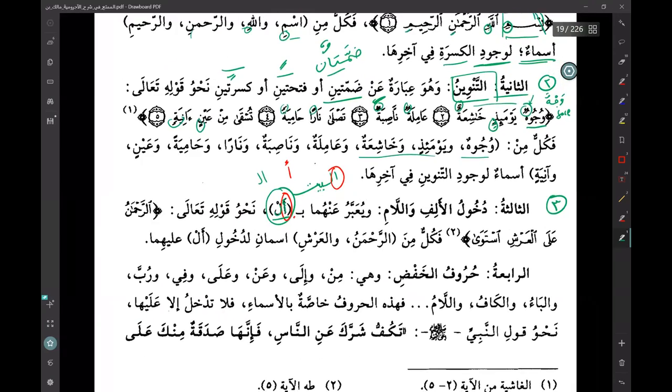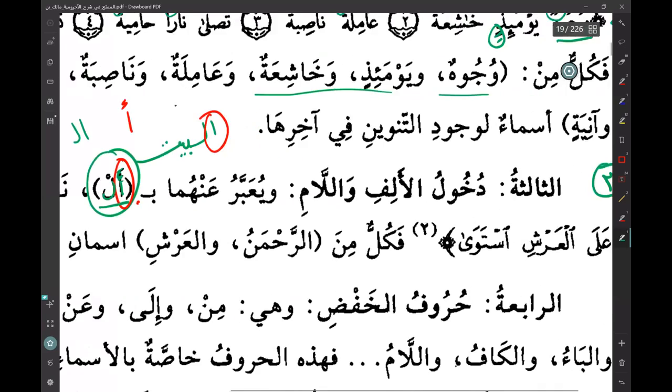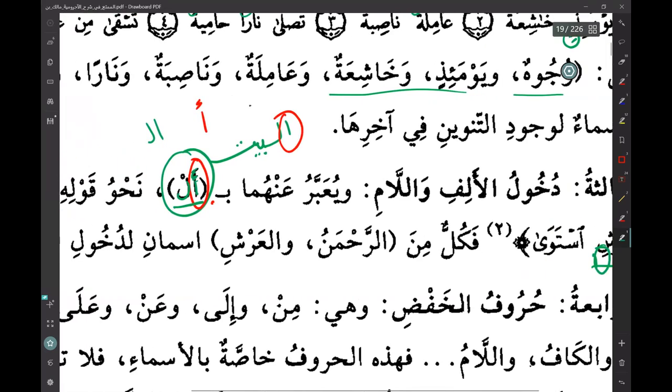So how do we know this one is a noun? I don't see any kasra here, and I definitely don't see tanween. So how do we know? Because we have alif lam. And here, how many signs do we have? Alhamdulillah, this one has two signs. This is an ism, because you have alif lam and you have kasra. Good so far?